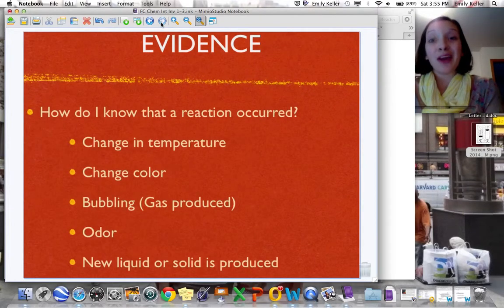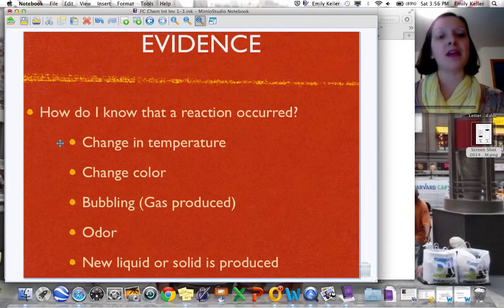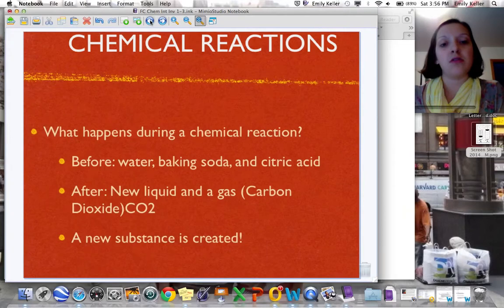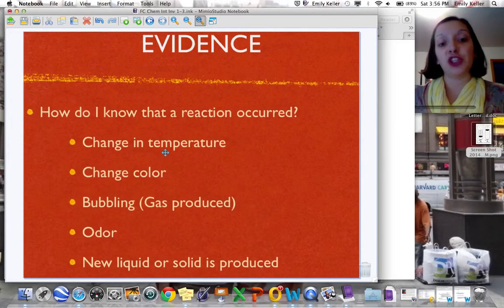So how do I know that I had a chemical reaction? I don't know. Let's look. Well, I can have a change in temperature. So with our mystery mixture, the chemical reaction that I explained back here, after I added that water in, and if you touch the cup to your hand right away after the reaction happened, you would notice a change in temperature. So sometimes a temperature increase or decrease can occur.